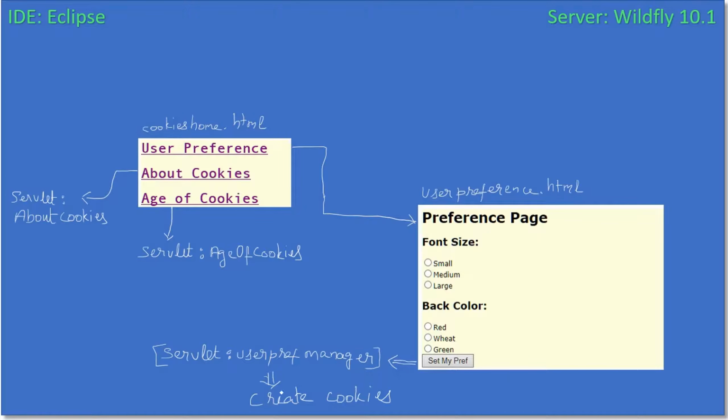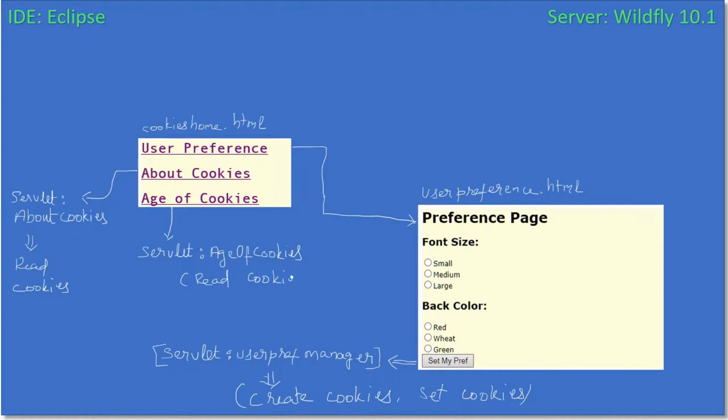Then after that, you will see a message stating that cookies created. Then from that page, you can come back to this cookies home. Then from the cookies home, you can either click about cookies or age of cookies. So this will create cookies, as well as it will ask the browser to set the cookies. Then when user clicks about cookies, we will read the cookies. Here also we will read the cookies.